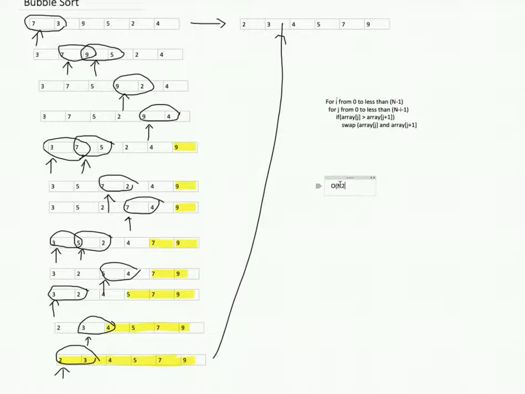n squared. This is the complexity of the method because you have 2 for loops and the elements are going from left to right of the array twice in 2 loops. So the complexity is order of n squared.